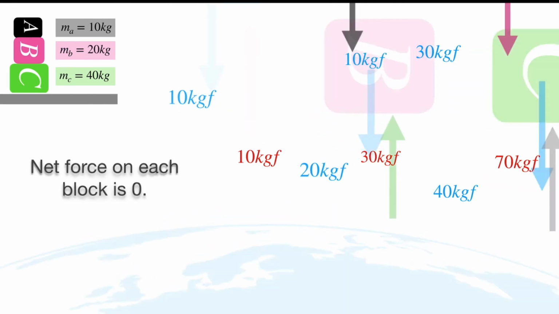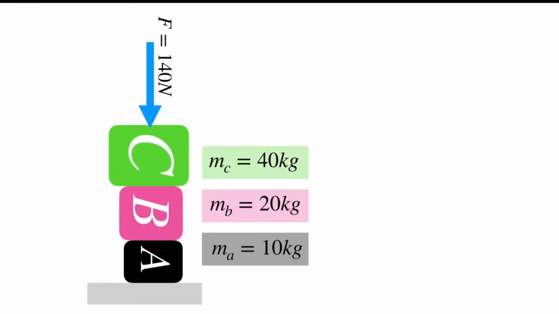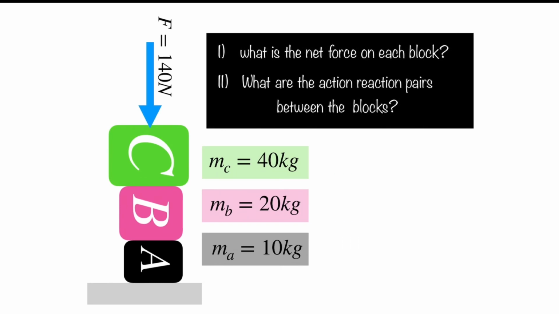Now, here is a question for you to answer. If you create a reverse stack of blocks with a 140 Newton downward force on block C, what is the net force on each block and what are the action-reaction pairs between the blocks?